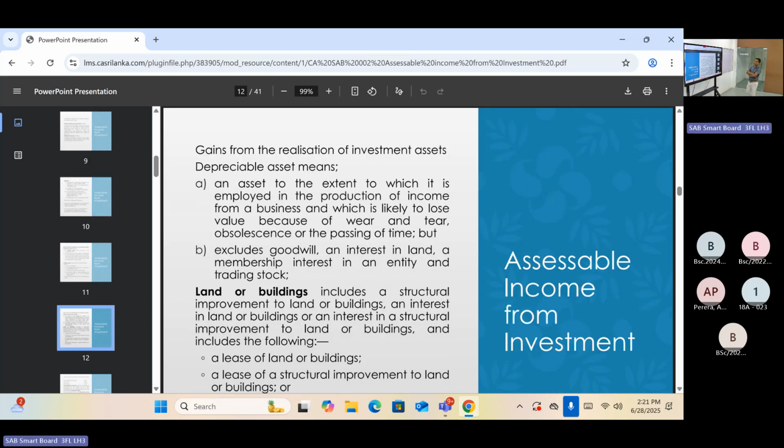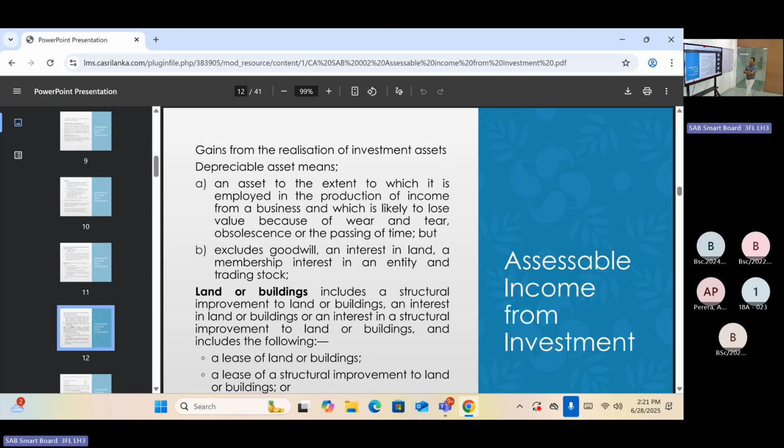Again, what is meant by depreciable assets? It means an asset to the extent to which it is employed in the production of income from a business, and it is likely to lose value because of wear and tear, obsolescence, or the passing of time. But it excludes goodwill, or an interest in land, or a membership interest of an entity, and trading stock.